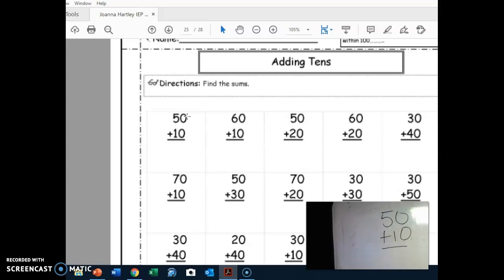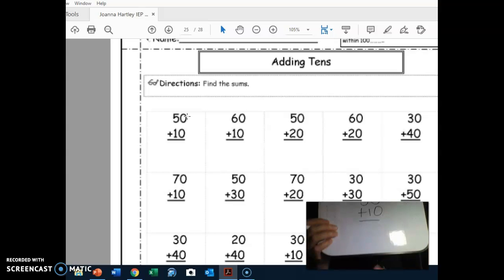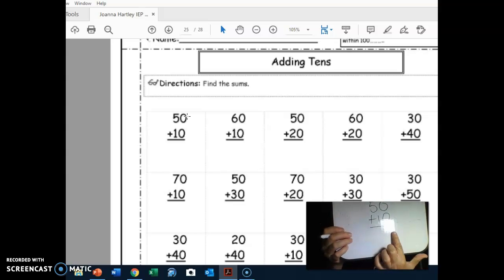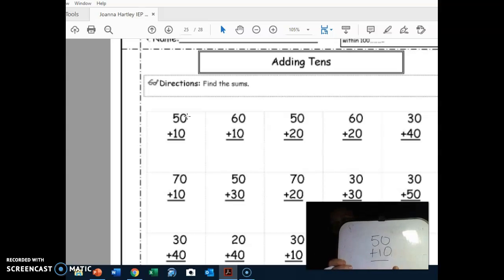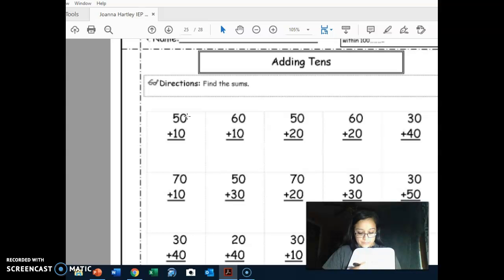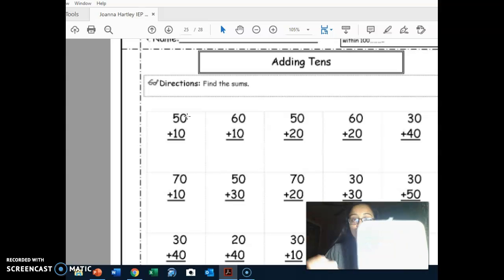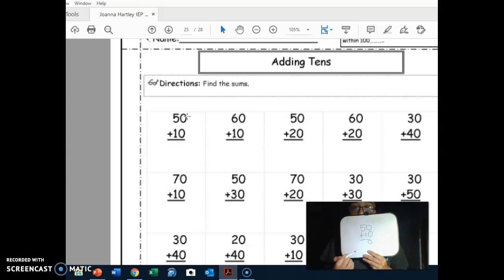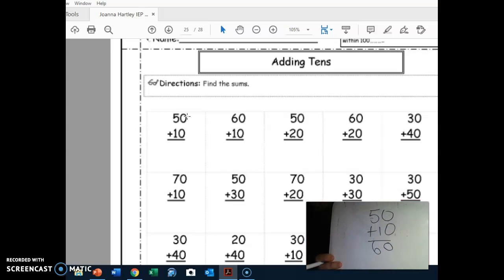50 plus 10. You're always going to add your ones place. So which one's your ones place? Your zeros, correct? Sorry, I can't see. So your zeros. And now you have your tens place. So your tens place would be your 5 and the 1. So we're going to start right here. So 0 plus 0 is 0. 5 plus 1 equals 6. So that should be your answer.